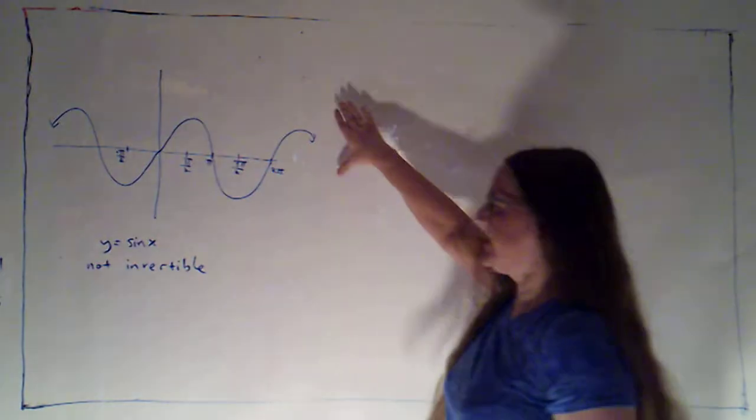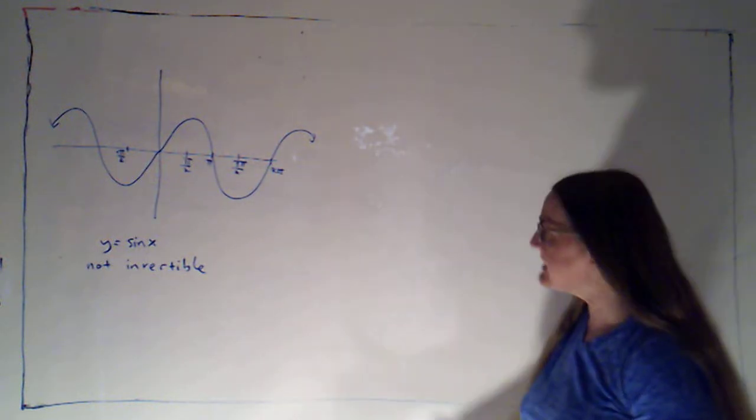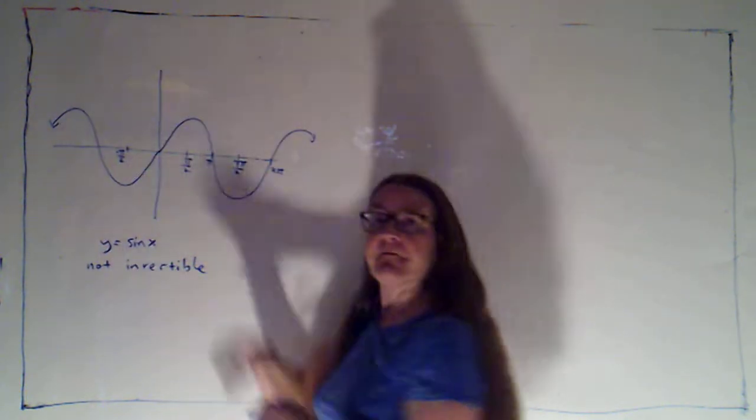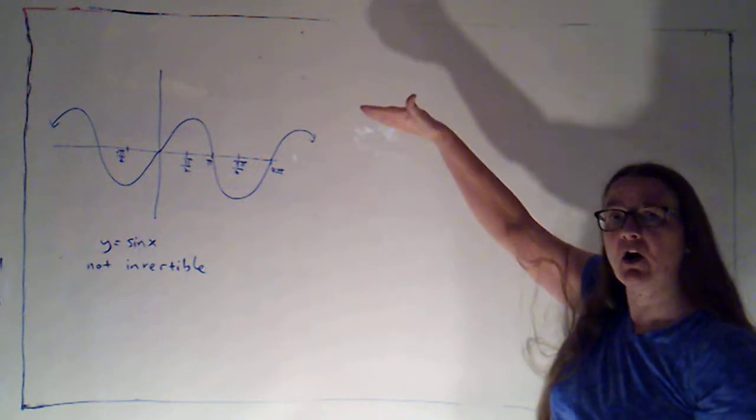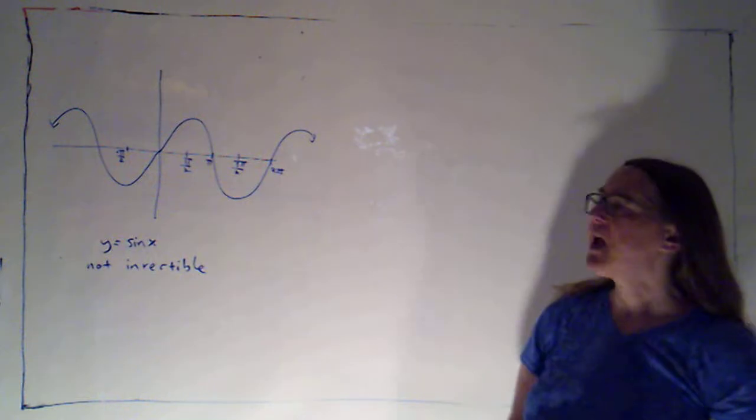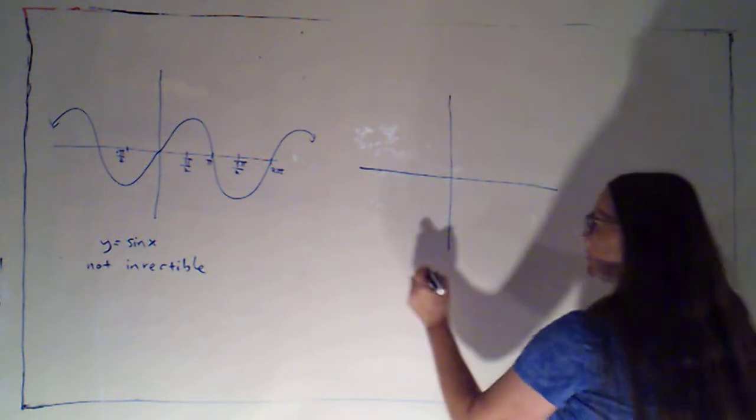I've got y equals sine x up on the board here, and I've made a note that it is not invertible, because I can see it definitely fails the horizontal line test. If I draw a horizontal line at any y value between -1 and 1, this graph is going to intersect it infinitely many times. So what I'm going to do is create a related function.